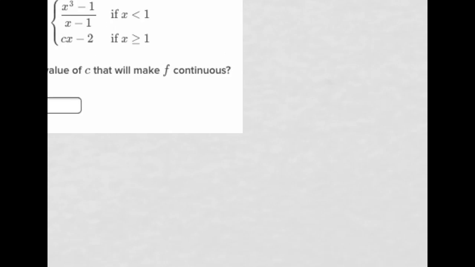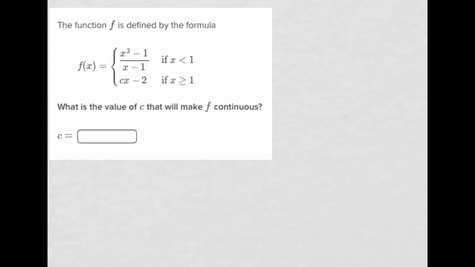Alright, moving on. 2 minutes. Sheesh. We're not going to get through all these. The function f is defined by the formula. There you go. What is the value of c that will make the function continuous?